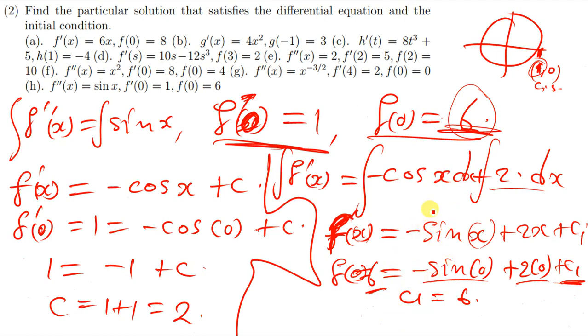Okay, so we can write the particular equation, which is just f of x is equal to, so the value of the particular solution will now be equal to negative sine x plus 2x plus 6. This is the particular equation.